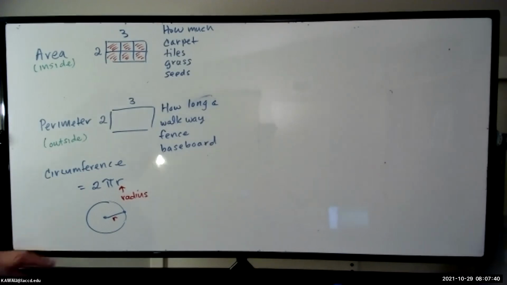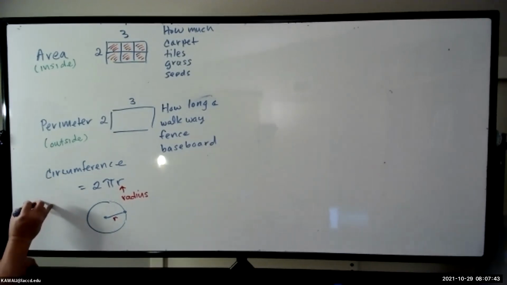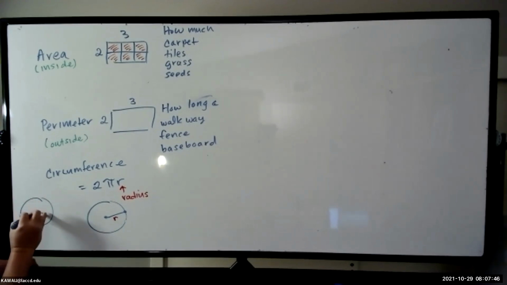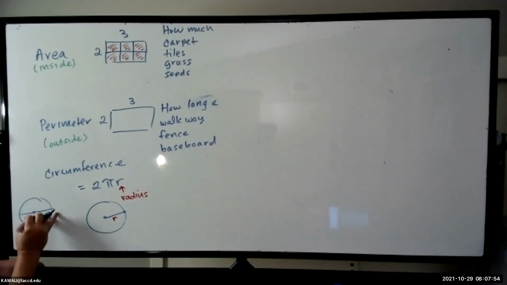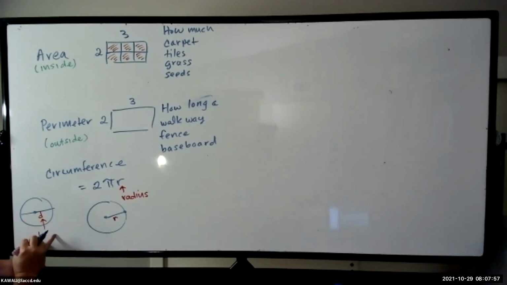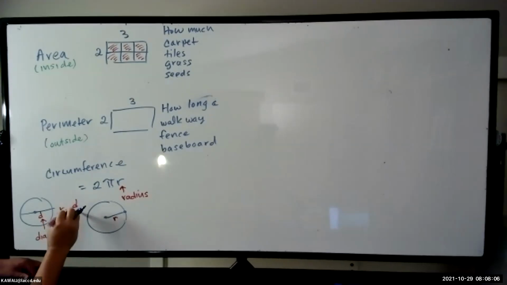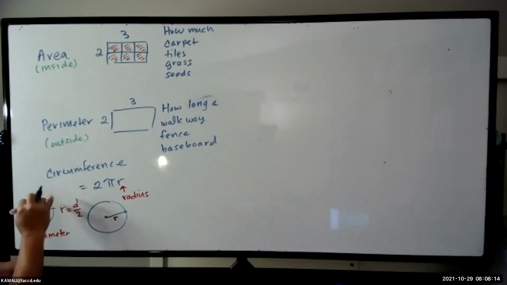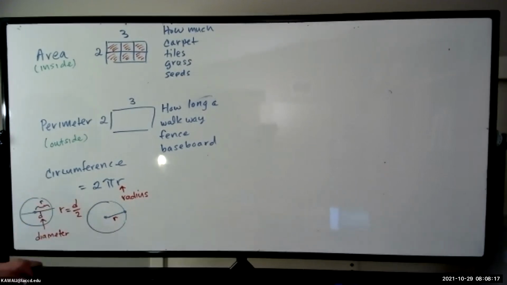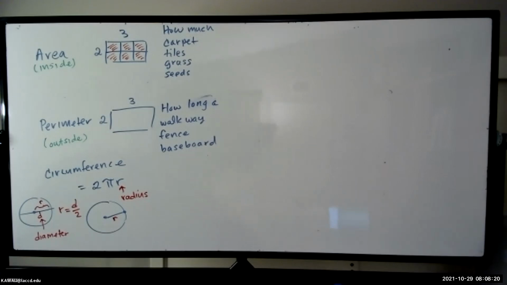Now, they may also give you the problem and tell you what the diameter is. The diameter goes from one side of the circle through the center to the other side. Okay, that's my D. So just know that radius is equal to the diameter divided by 2. So if they give you the diameter, to get the radius, just divide it by 2 to get R.